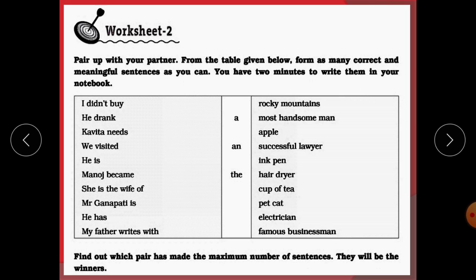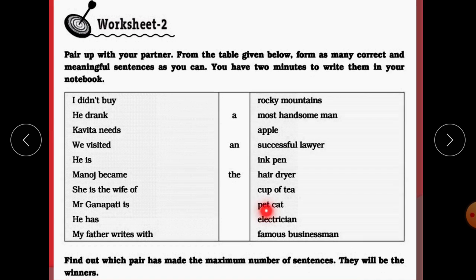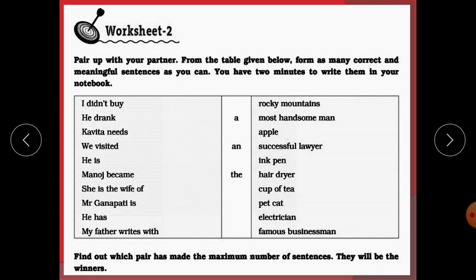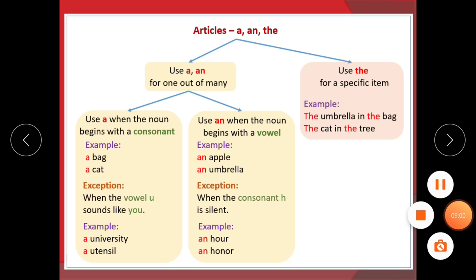Okay, you have to match these 3 columns and then prepare meaningful sentences. Okay, I didn't buy an ink pen. He drank a cup of tea. Kavita needs a hair dryer. We visited the Rocky Mountains. He is the most handsome man. So many sentences we can frame by using these. Okay, now you have to prepare yourself. So many sentences you can frame.